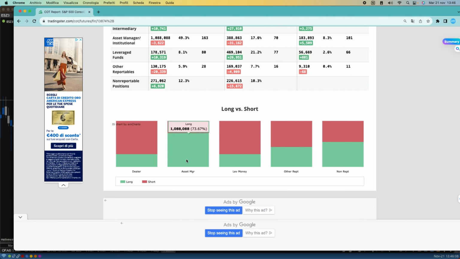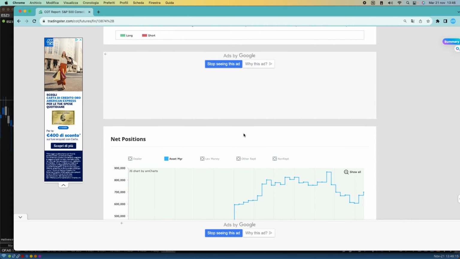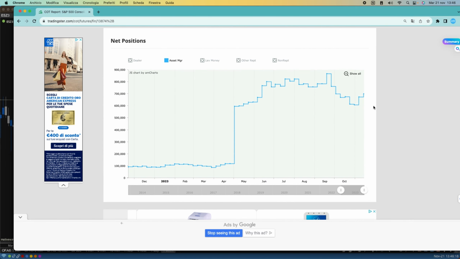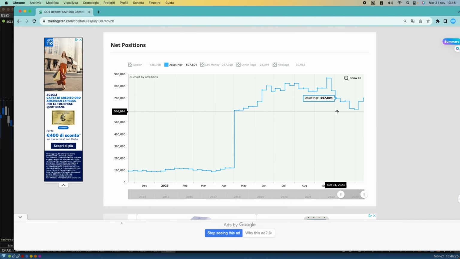What about the net position? They are long. It's clear. And this graph is the most important thing. Imagine that this is a candlestick chart. In terms of price action, after a strong bearish movement in which we had a break of structure one after another, for the first time we have a long signal, because we broke this structure here.